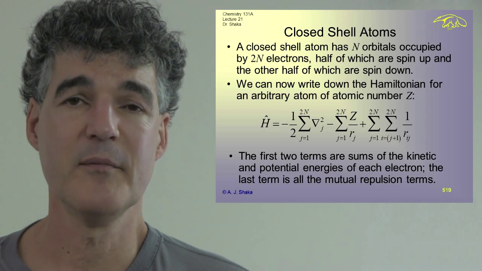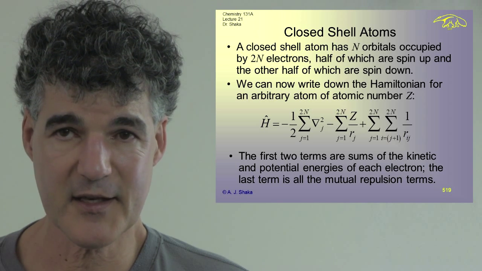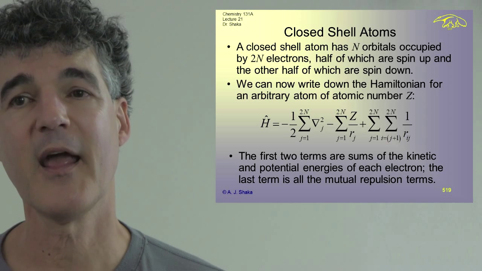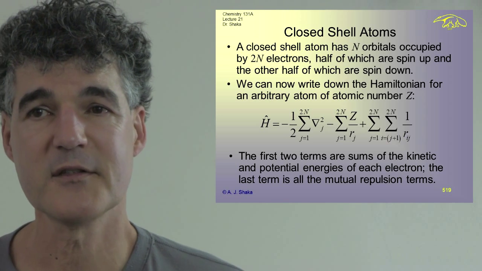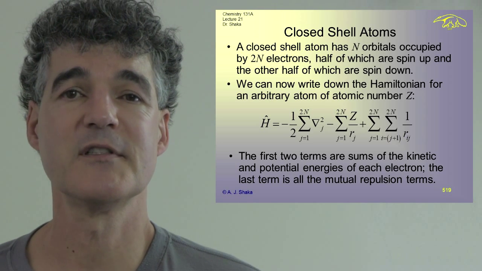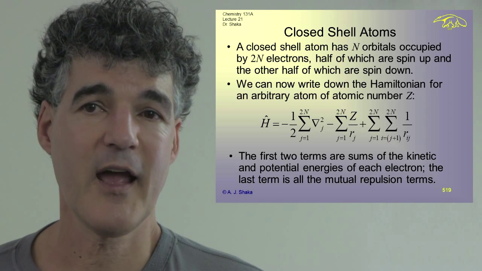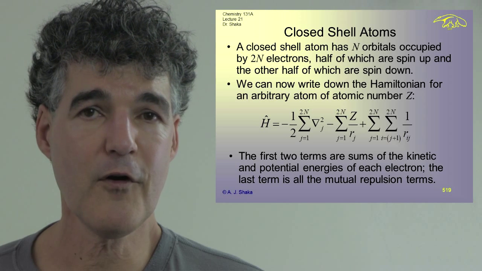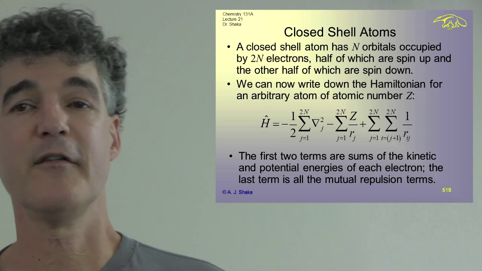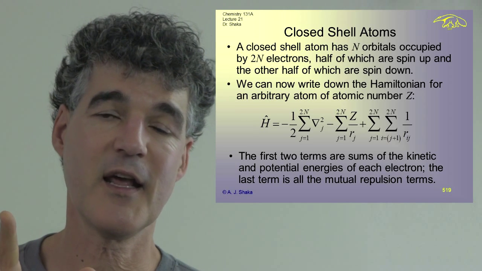A closed shell atom, which we said could be written as one Slater determinant in the last lecture, has n orbitals, and they're occupied by 2n electrons, half of which are spin up, and the other half are spin down, otherwise it wouldn't satisfy the Pauli principle. We can write down the Hamiltonian for a system like this. What do we have? Well, we have -1/2 times all these del squared. All that is the kinetic energy.